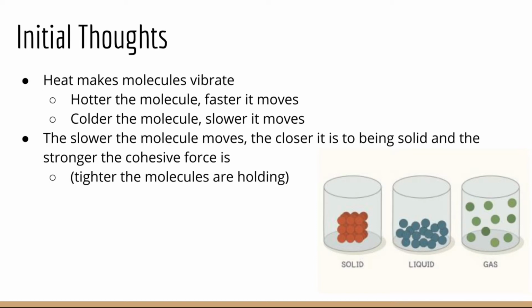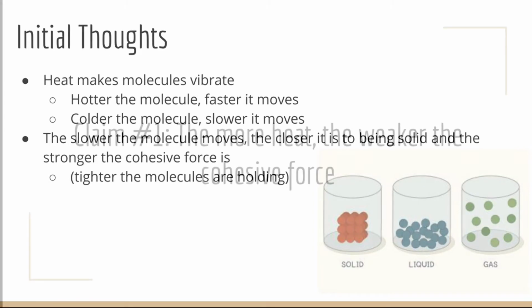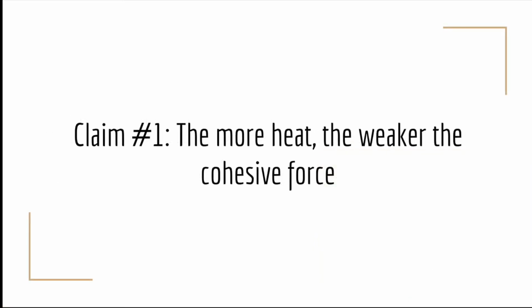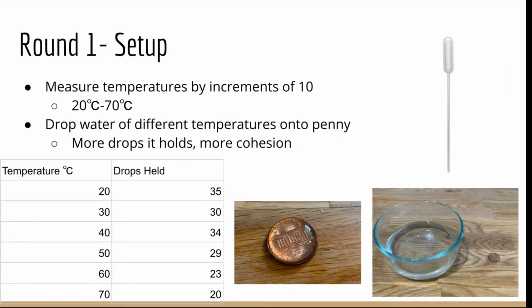And solid substances have molecules that are in fixed, rigid patterns and do not move besides vibrations from heat. So my thoughts were that the closer it is to being solid, so the colder that it's going to be, for water at least, then the tighter the molecules are going to be holding together. So my first claim was that the more heat, the weaker the cohesive force would be. So my round 1 setup is that I was going to measure temperatures by increments of 10, from 20 degrees Celsius to 70 degrees Celsius.